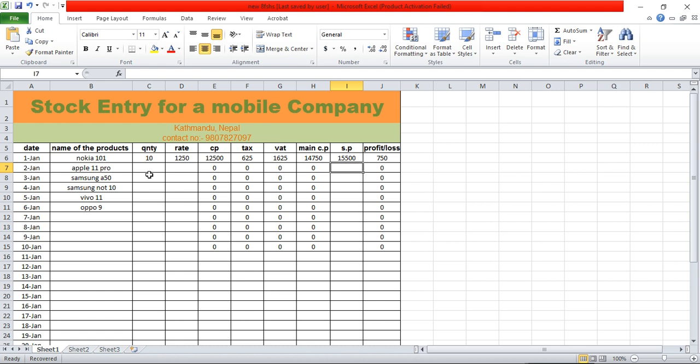If you buy an iPhone 11 Pro, one piece only, at 50,000, then see, if you sold this item at 58,500, bought at 59,000 and sold at only 58,500, what it will show you is minus 500. That means you can imagine that minus is loss, and plus is profit.